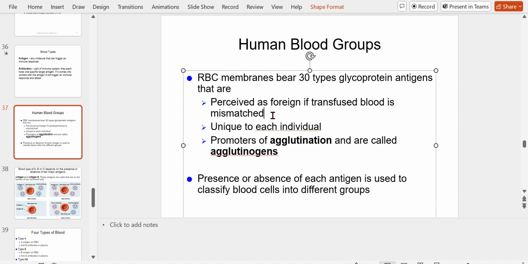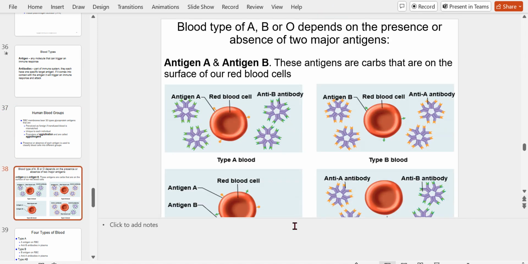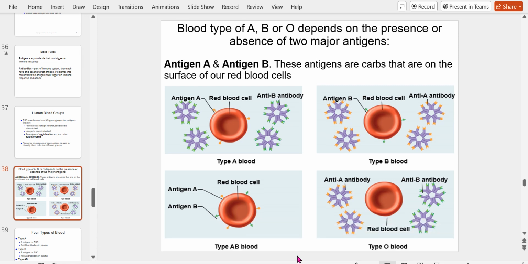If you put the wrong type of blood into somebody, what will happen is what we call agglutination. Agglutination is when the new blood will turn into jam. It's not even really nice to think about. Okay, presence or absence of each antigen is used to classify blood cells into different groups. You have 4 different types of RBCs: type A, type B, type AB, and type O.